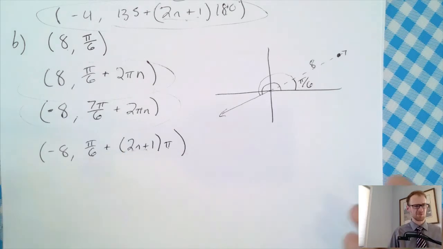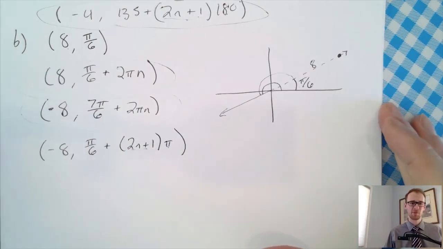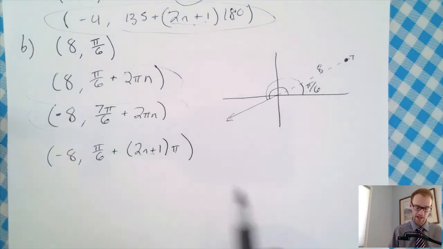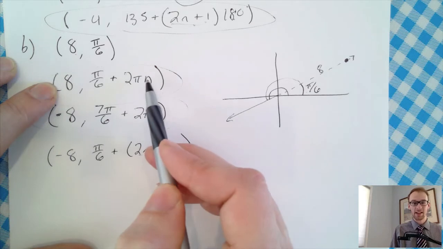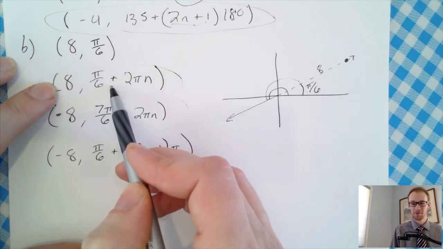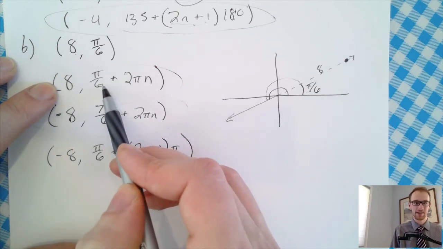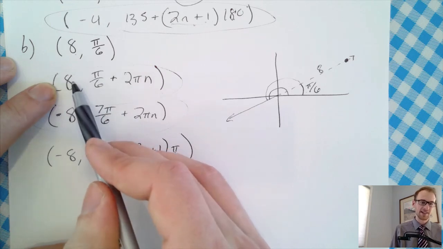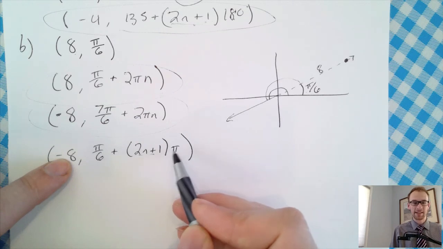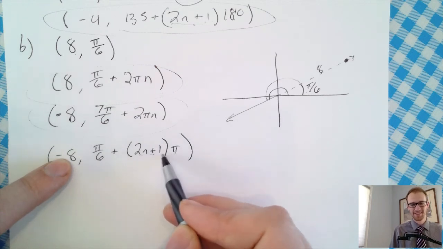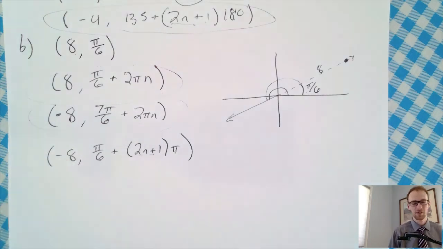If you want to just memorize it, which I know you guys love to do so you don't have to understand things very well, the way you do it is you leave the radius alone and add a 2 pi n to your initial radian value, your theta. Then you take that radius and flip it to a negative, and instead of 2 pi n, it's 2n plus 1 pi. That'll get it every time. I hope that makes sense, guys. I'm going to move on to the next example now. See you in the next video.